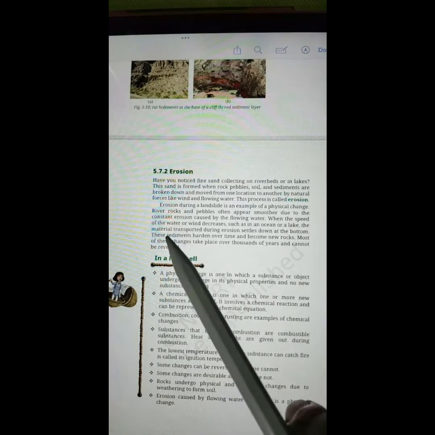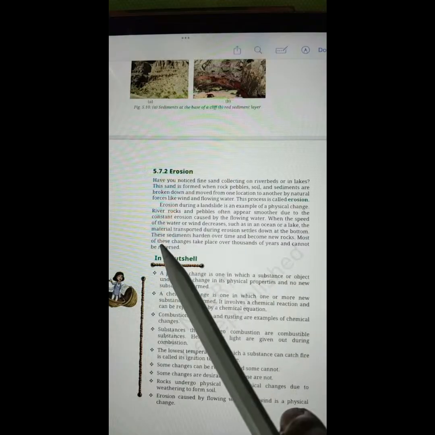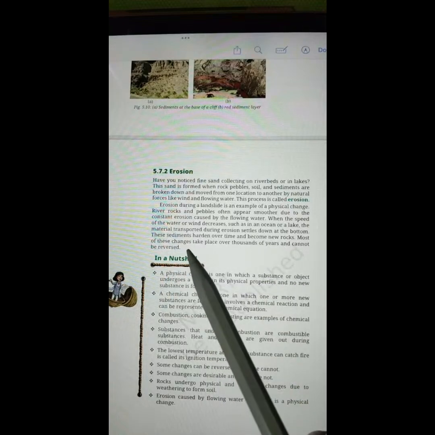Erosion during a landslide is an example of a physical change. River rocks and pebbles often appear smoother due to the constant erosion caused by the flowing of water. When the speed of the water or wind decreases, such as in an ocean or a lake, the material transported during erosion settles down at the bottom. These sediments harden over time and become new rocks. Most of these changes take place over thousands of years and cannot be reversed.